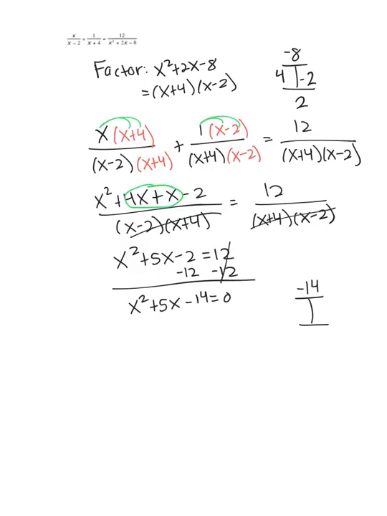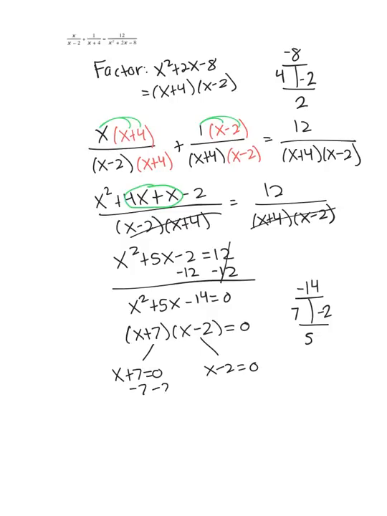So I need two numbers that are going to multiply to -14 and add to give me 5. I think we factored this one earlier. We have 7 and 2, and we're going to do 7 and -2 here. So you've got x plus 7 times x minus 2 is equal to 0. And you're going to set each of those factors equal to 0 and then solve for x. So we get -7 and +2.